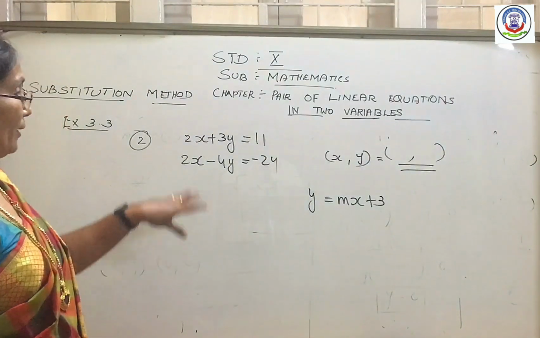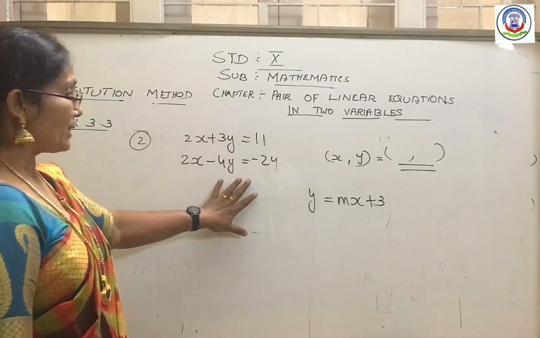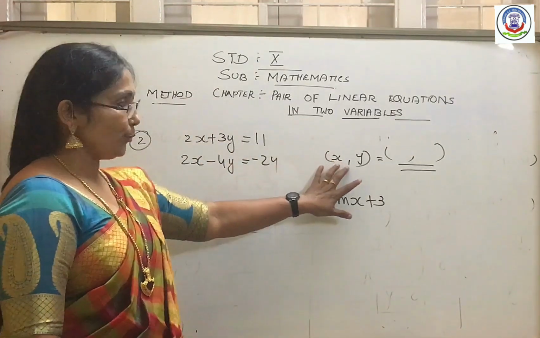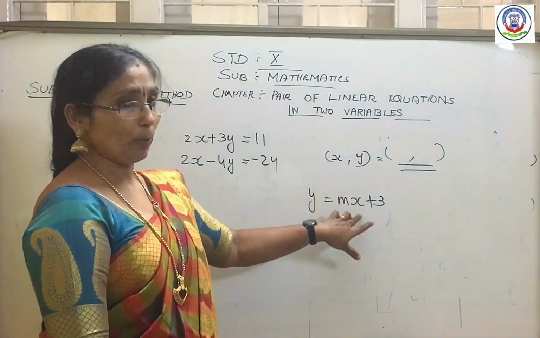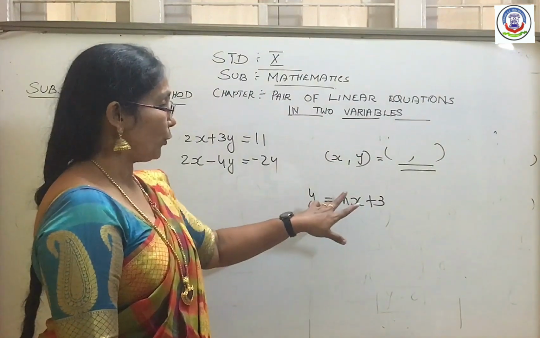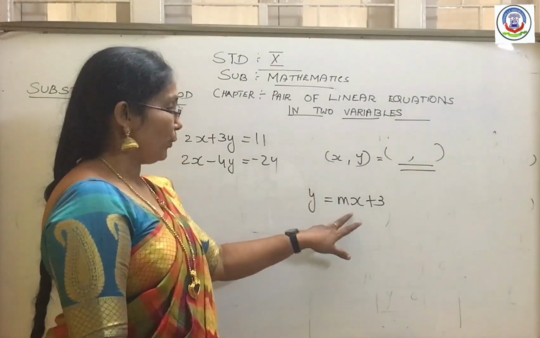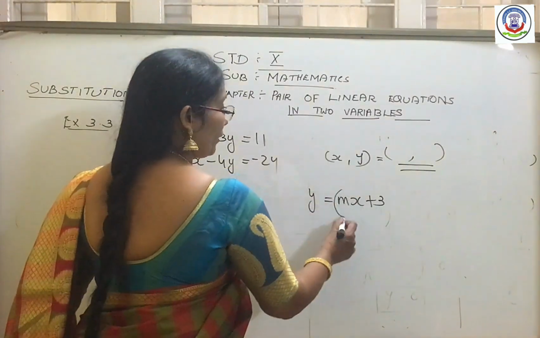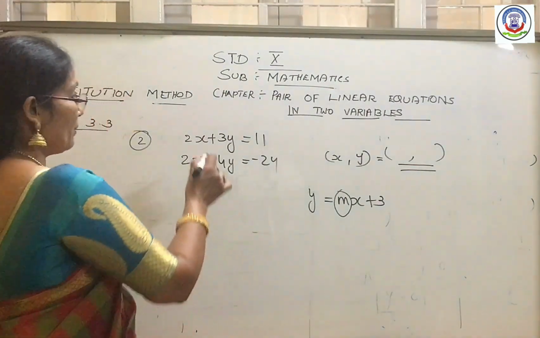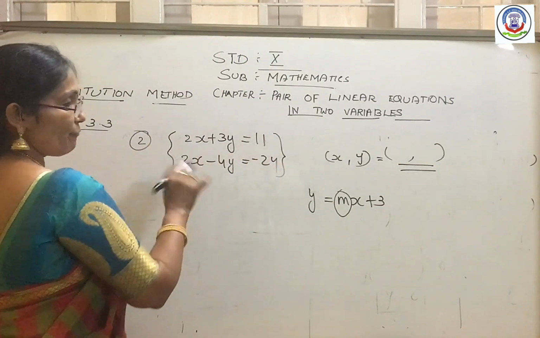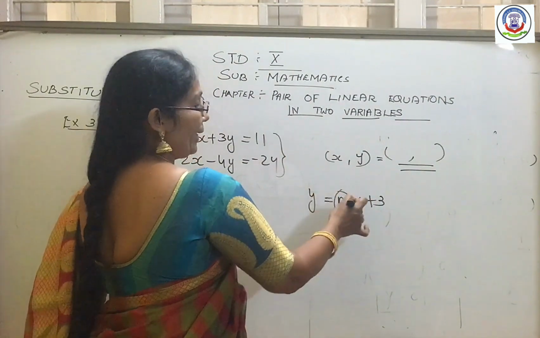What's the meaning of this question? You are going to find out the values of x and y by this substitution method. When you get that x and y solution, you have to substitute in this equation. What is this equation? y = mx + 3. The values of the variables y and x you have already got. You substitute in that, and according to that, what you have to find out? The m value. I think you can do it yourself, because you have to do substitution method and find out the x, y values and substitute that value of x and y in this equation.